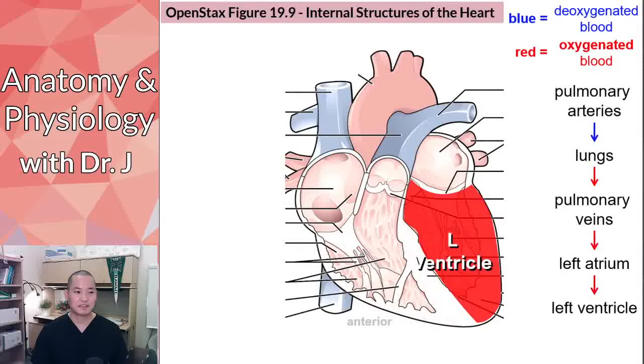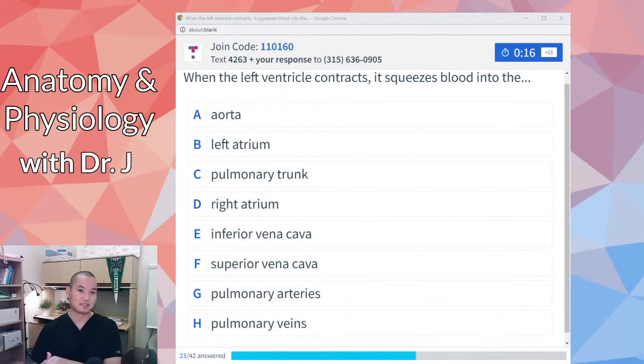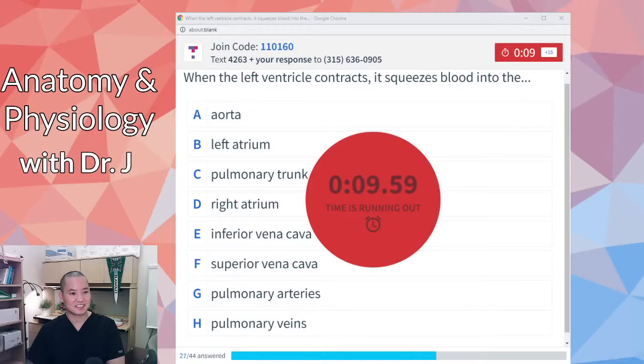And here we have the left ventricle. So with the left ventricle, when it contracts, let's go to Top Hat real quick. When the left ventricle contracts, it squeezes blood into the blank. And this is normal blood flow. We're not talking about pathology where you have murmurs or regurgitation.